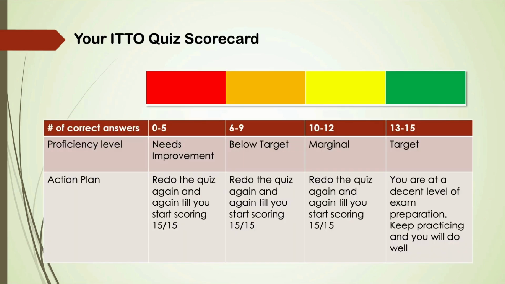So that's your scorecard, guys. Please check how you have performed with respect to this scorecard and plan your preparation accordingly. And if you are anywhere between this range, please keep on practicing this quiz again and again so that at least you are able to get till 13 out of 15 correct in this quiz. And that holds true for not only this ITTO quiz but also for the other ITTO quizzes like scope, integration, communication, resource, quality, etc., which you will find in the full ITTO playlist of my YouTube channel.